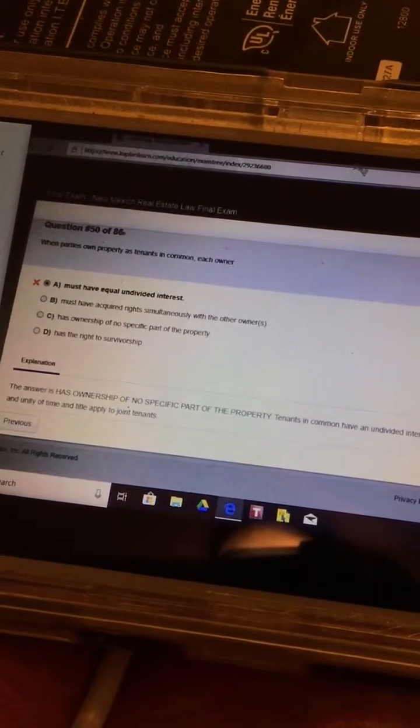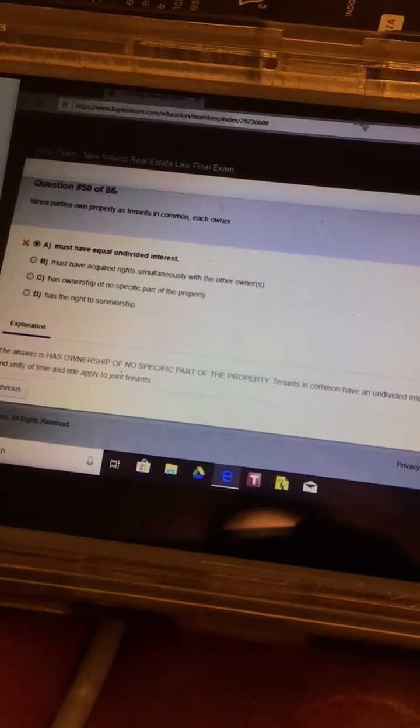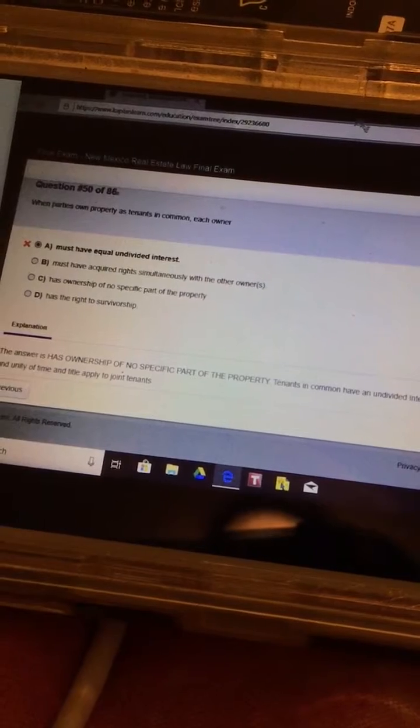When parties own property as tenants in common, each owner A, must have equal undivided interest. B, must have acquired rights simultaneously with the other owners. C, has ownership of no specific part of the property. Or D, has the right to survivorship.